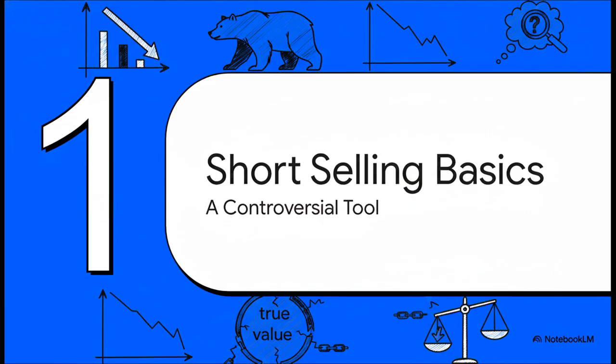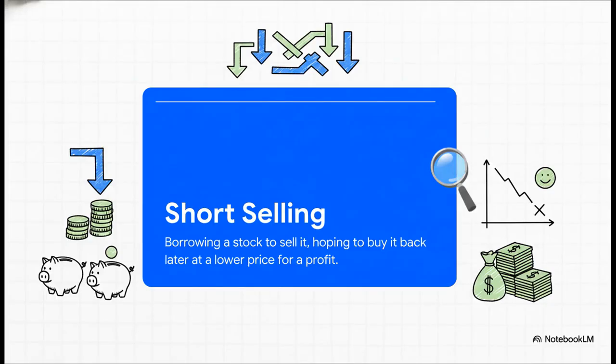Okay, so first things first. We have to talk about short selling. Now, it gets a really bad rap a lot of the time, but it's actually seen as this super important, if not a little controversial, tool for figuring out what a company is really worth. So here's the basic idea. You, the investor, borrow a share from someone, you immediately sell it at its current price, then you wait and you hope that the stock price drops. If it does, you buy that same share back at the new, lower price, return it to the person you borrowed it from, and you get to keep the difference. It is, pure and simple, a bet against a company.